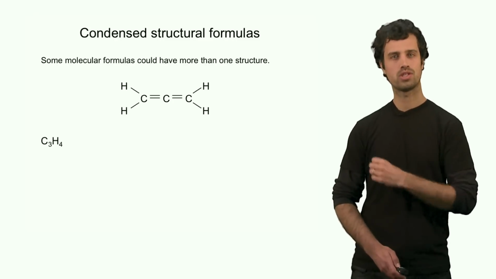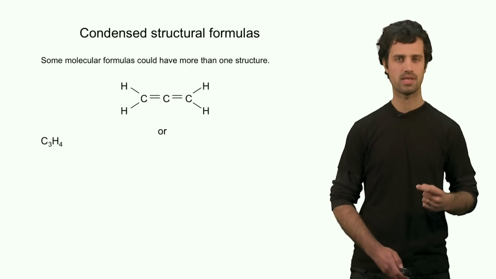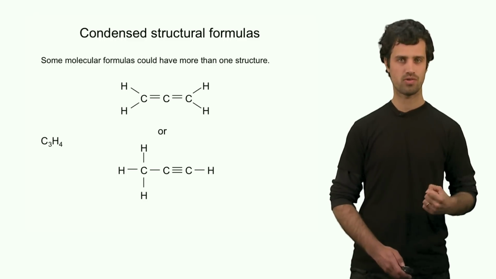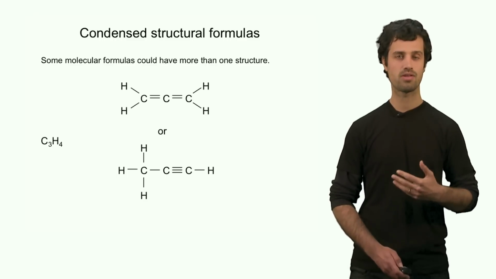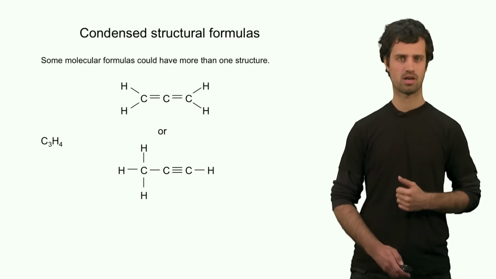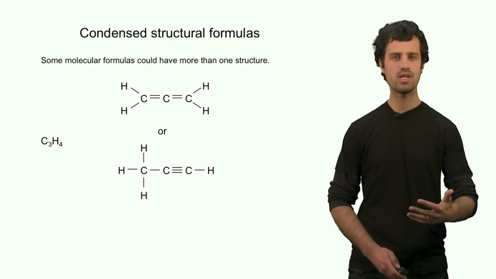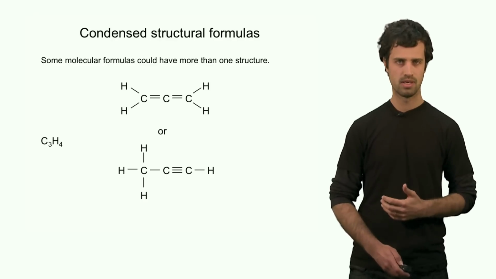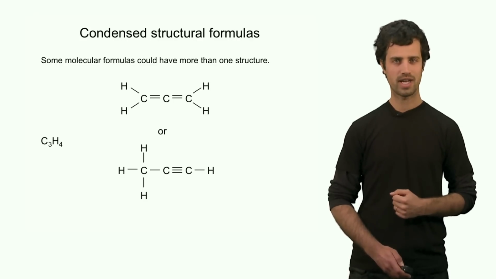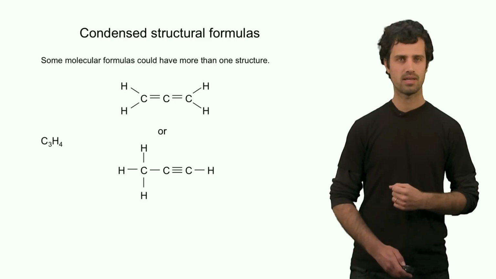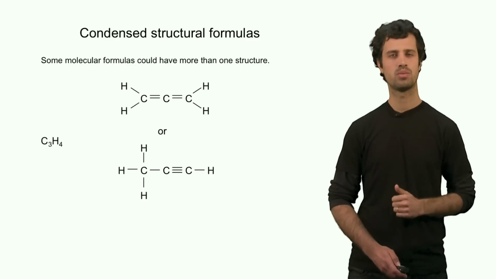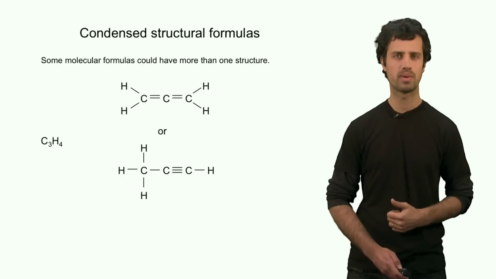However, this is not the only structure with the chemical formula C3H4. For instance, the second structure here is also C3H4. It has 4 hydrogen atoms and 3 carbon atoms. The structure, however, is completely different. Here, the first carbon atom, all the way to the left, has 3 hydrogen atoms attached to it. The second carbon atom has two carbon atoms, one to the left, one to the right, and the last carbon atom all the way to the right has only one connection to a hydrogen. So how do we discriminate between these two structures? They both have the same chemical formula.